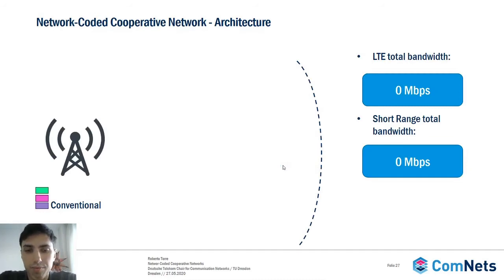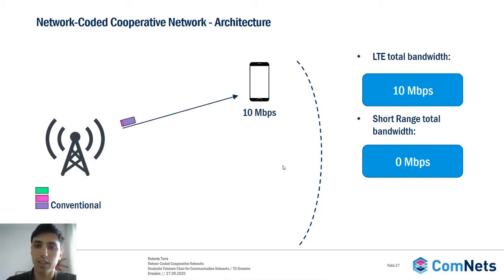Let's have a small example now to understand more or less how this would work with real numbers. Let's suppose we are using this conventional system. First of all, we have the antenna and we have 3 packets to send. On the right we have the total LTE bandwidth that we are going to use, and the total short range bandwidth, which could be, for example, Wi-Fi. In the conventional system, we have one smartphone that is using 10 megabits per second of throughput. So the antenna will just connect to that phone, and the total LTE bandwidth will be 10.